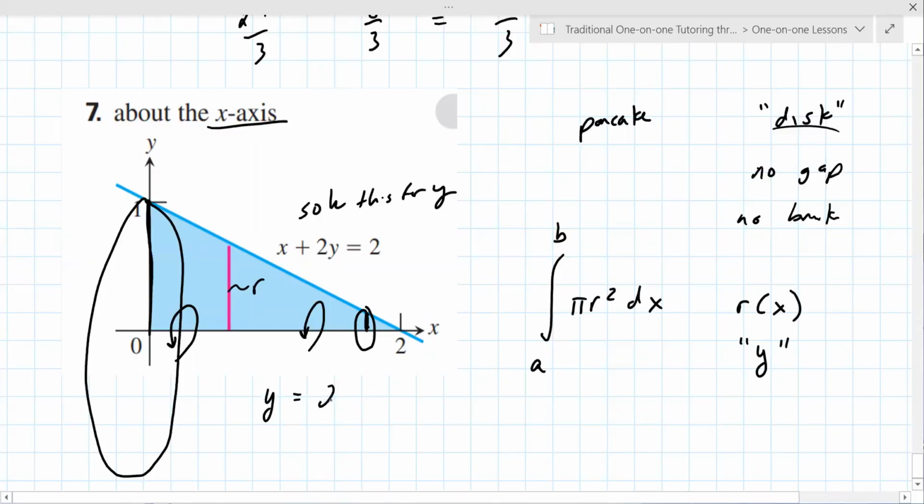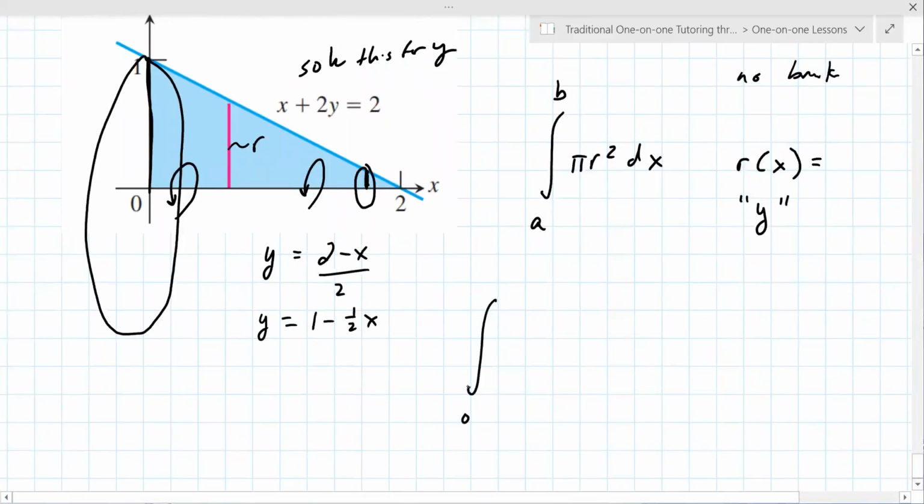So y equals 2 minus x divided by 2, or we can write it as 1 minus 1/2 x. That is your r of x. And your radius changes. That's what I was trying to explain here. Your radius goes from being really big to being really small. And that's what you have to find. That's the key here, because you're going to end up squaring it.